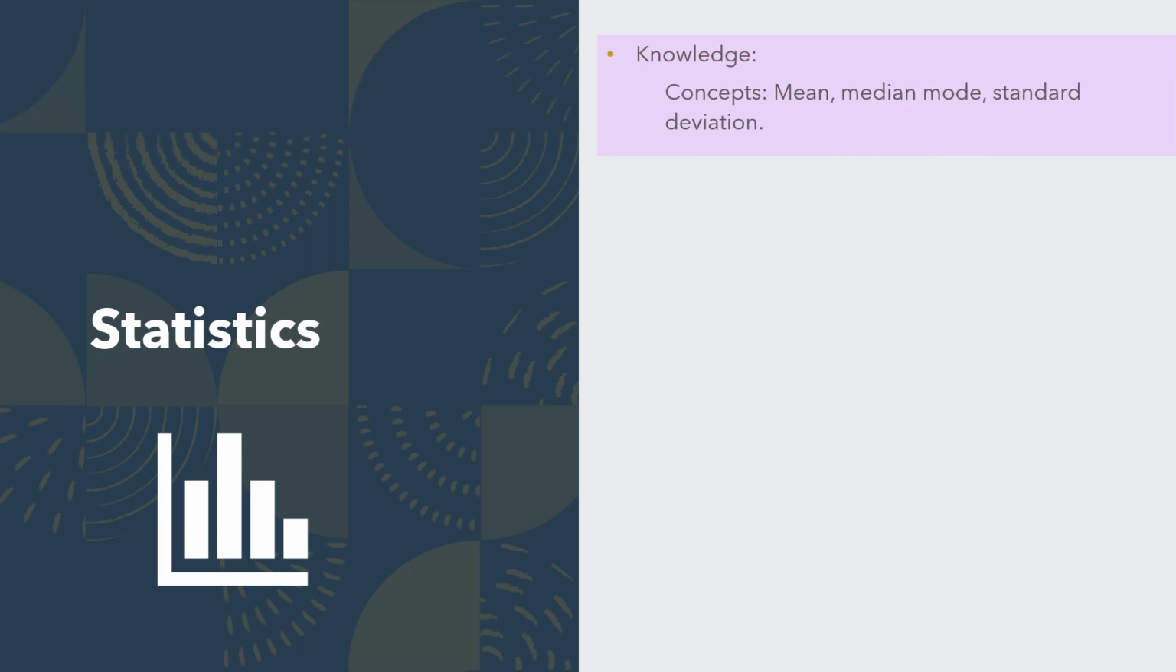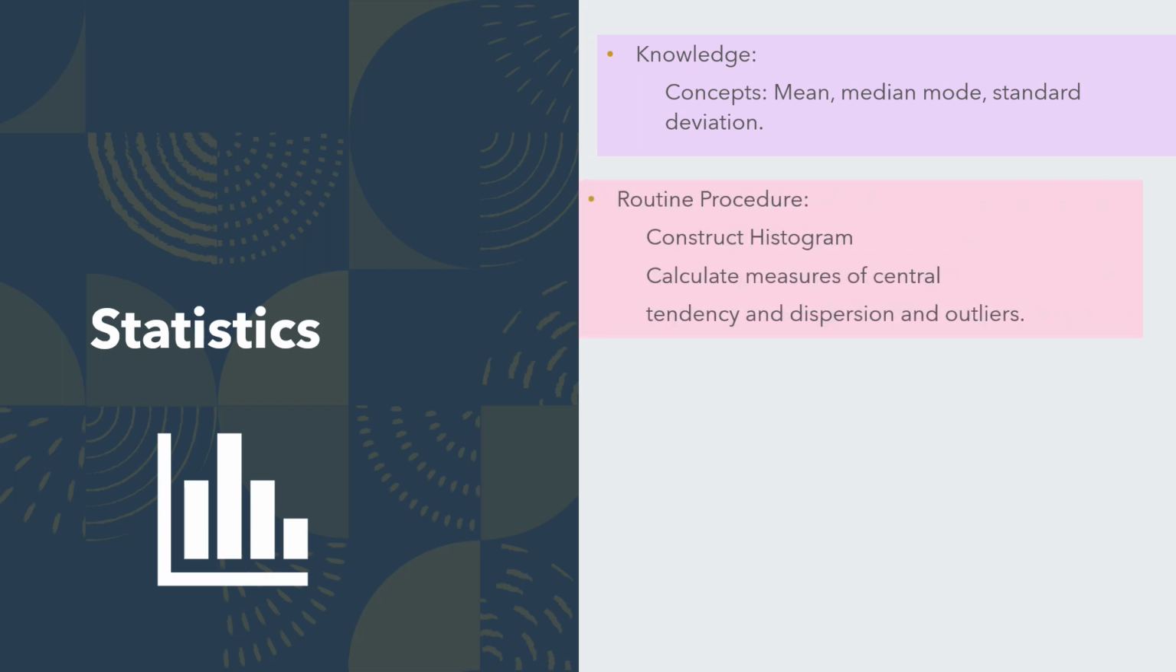And last, but certainly not least, statistics. Under the knowledge level, we will determine if students understand the concepts such as mean, median, mode, and standard deviation. Under routine procedure levels, we will see if students can apply methods to specific statistical tasks, like constructing histograms, measures of central tendency and dispersion, where we will calculate mean, median, standard deviation, and identify outliers.